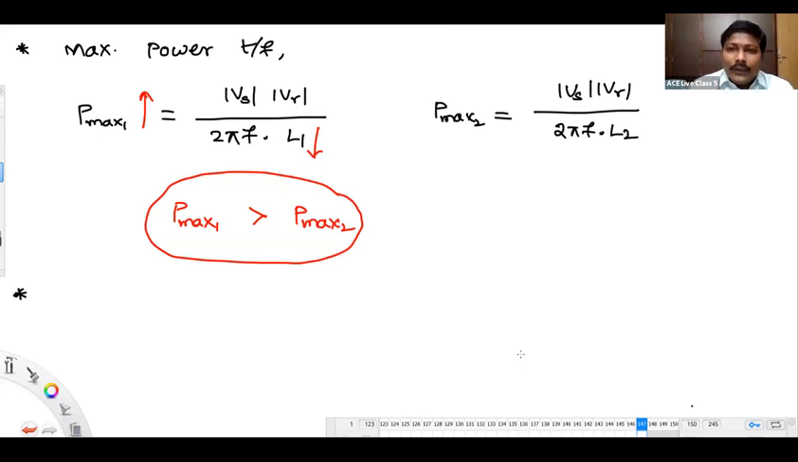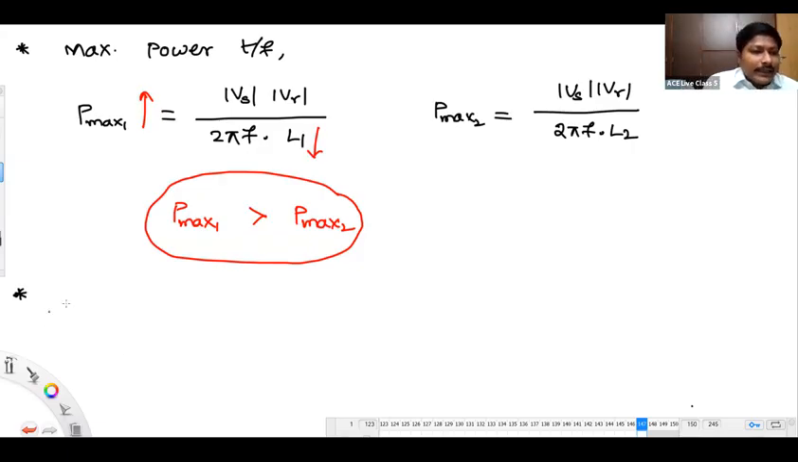Among these two systems, system 1 is having low GMD, system 2 is having high GMD. So as flat spacing has more GMD value, field intensity is less, and corona will be less compared to equilateral spacing.